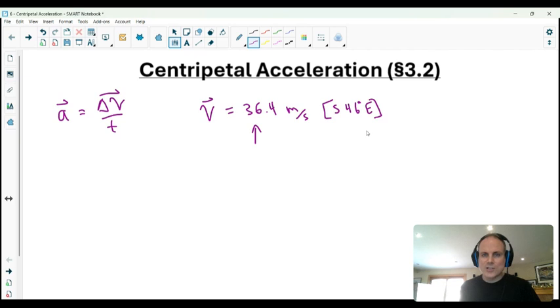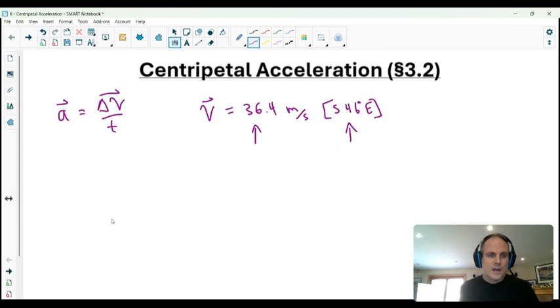But I don't just have to change the velocity. I could also change the direction. If I keep the magnitude of my velocity, which we call the speed, consistent, but my direction is changing, then I'm still accelerating. This is something that is a little tough for students to wrap their heads around.